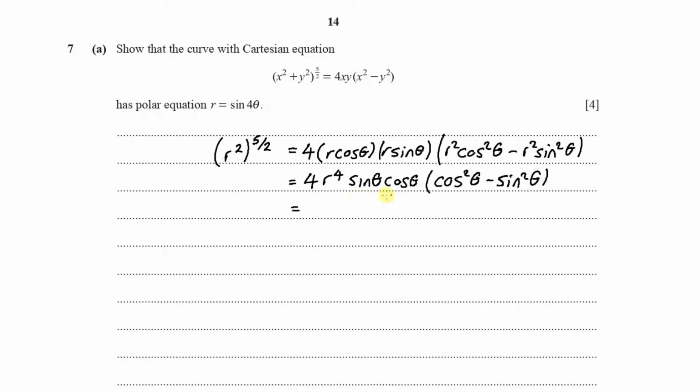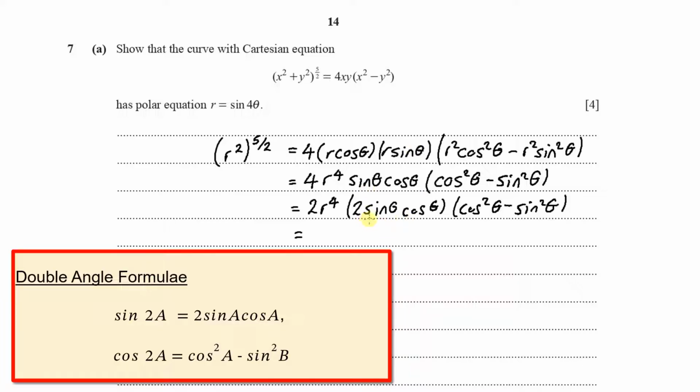Now here, I would want to apply a double angle identity. So I'll express this here as 2r to the power of 4 of 2 sine theta cos theta bracket cos squared theta minus sine squared theta. Okay, because for the double angle identity, 2 sine theta cos theta is actually sine 2 theta, and cos squared theta minus sine squared theta from the double angle trig identity will be cos 2 theta. So this is what we now have.